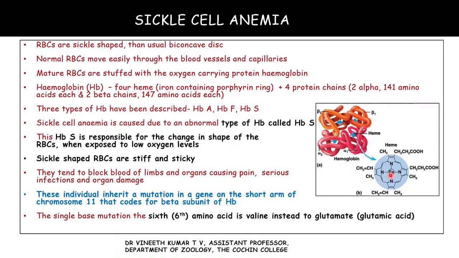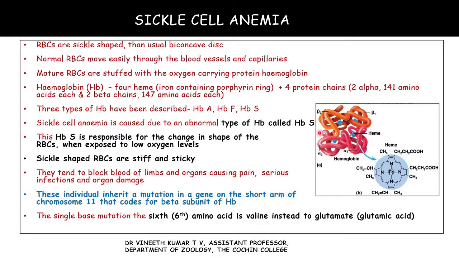One can bind to one oxygen molecule, thus four can bind to four oxygen. So here what happens is the heme. This is the structure of the heme, which is an iron containing porphyrin ring. And in the hemoglobin, there are four protein chains, which are two alpha, which is in red, shown here, and two beta, which is shown in orange. The alpha contains about 141 amino acids and beta contains about 147 amino acids.